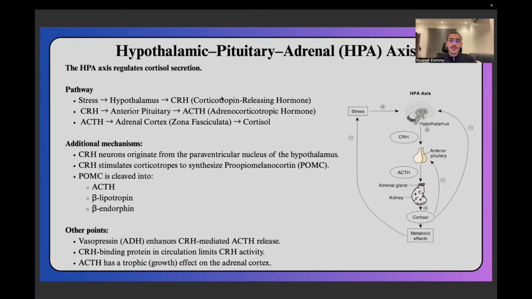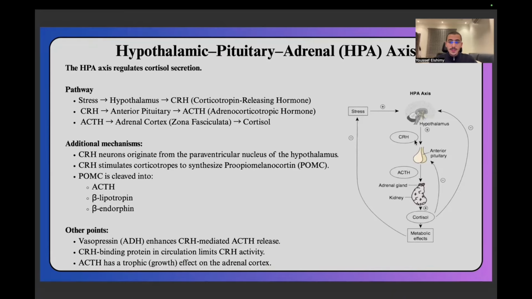This is the hypothalamic-pituitary axis. It regulates cortisol secretion. Whenever there's stress, it acts on the hypothalamus. The hypothalamus then releases CRH, or corticotropin-releasing hormone. This CRH acts on the corticotropes of the anterior pituitary in order to produce ACTH. This ACTH then goes to the adrenal gland to produce cortisol.